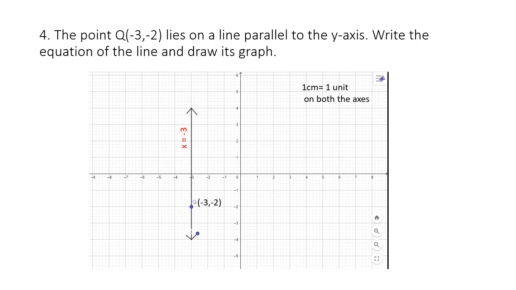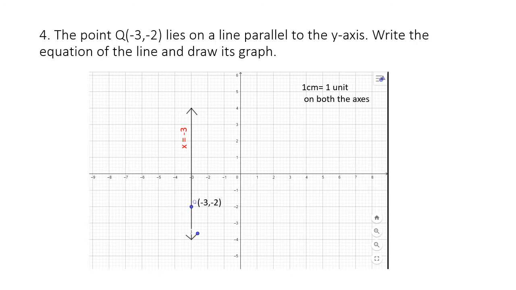In the next question, it is given that point Q (-3, -2) lies on a line parallel to the y-axis. Write the equation of the line and draw its graph. So let us understand one by one. Firstly, what has been given here? The point Q (-3, -2). So first we're supposed to draw that point.